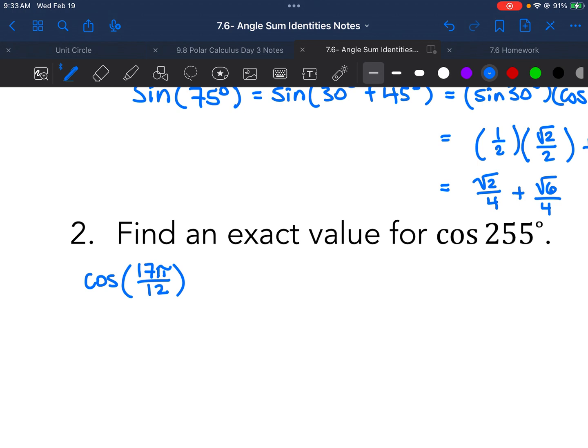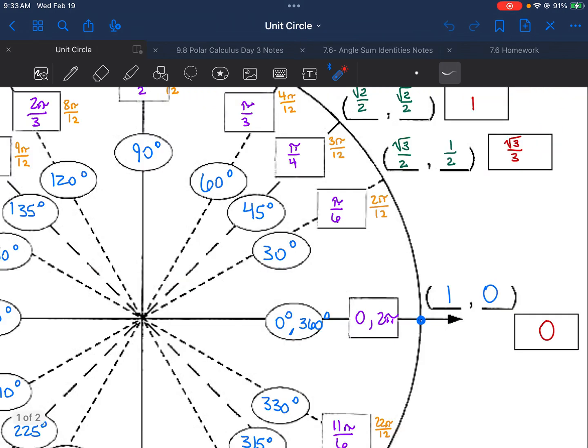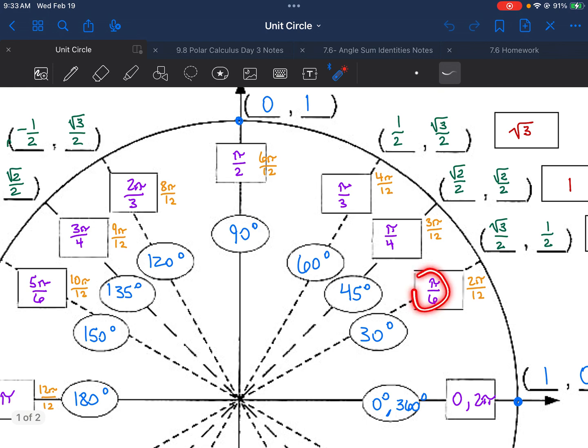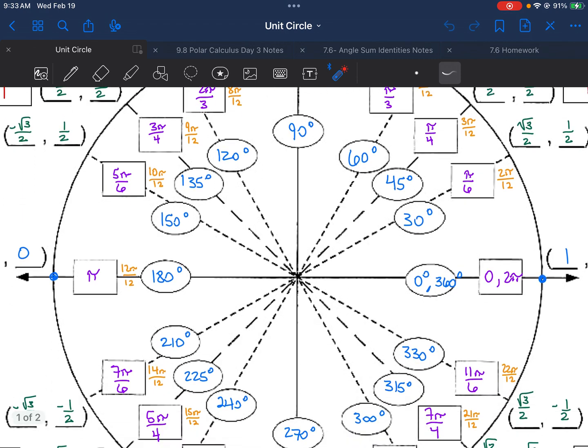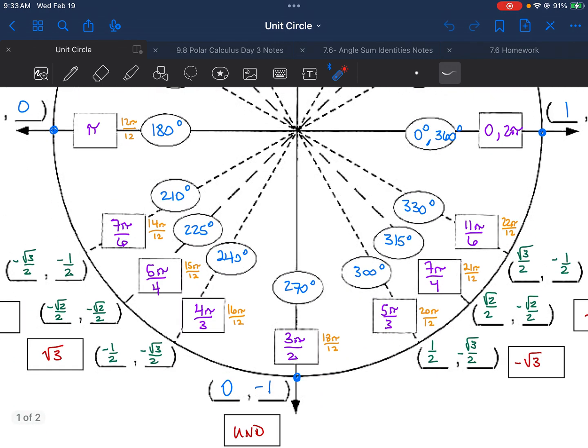Now, one thing you're going to notice a lot of, by the way, when you're doing sum and difference problems with sine and cosine, a lot of the times the denominator is going to be 12. So one thing I did on my unit circle is I converted all the radians to have denominators of 12. So like pi over 6 is 2 pi over 12, pi over 4 is 3 pi over 12, pi over 3 is 4 pi over 12. So if you want to, you can pause the video and copy down all my radians with denominators of 12. There's all those in the first two quadrants. And then here's the ones for the second two quadrants.